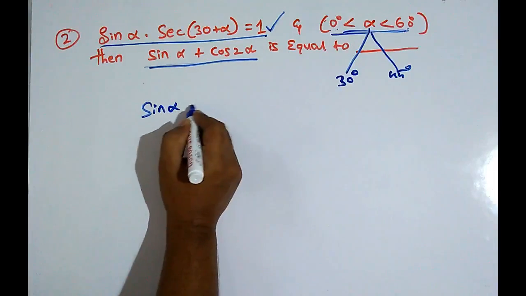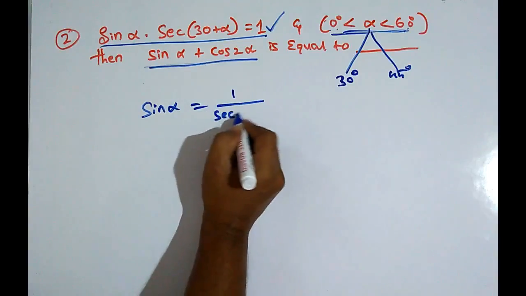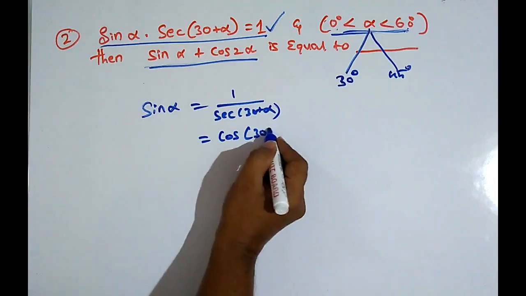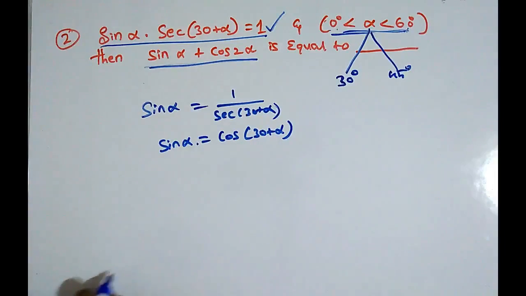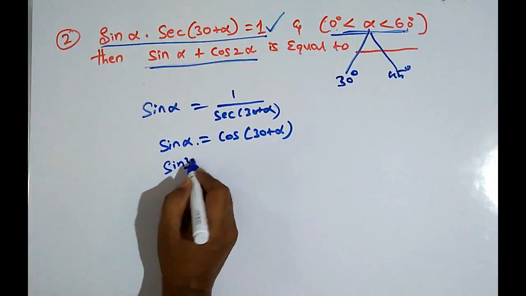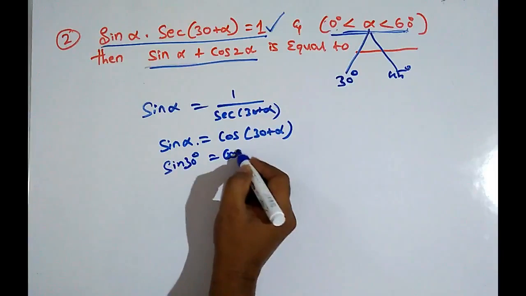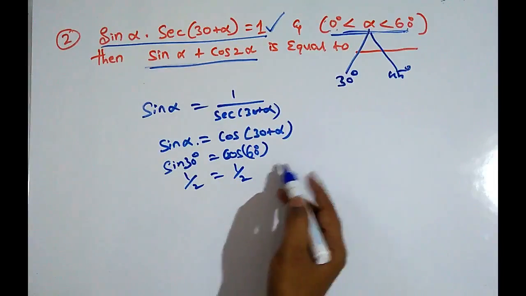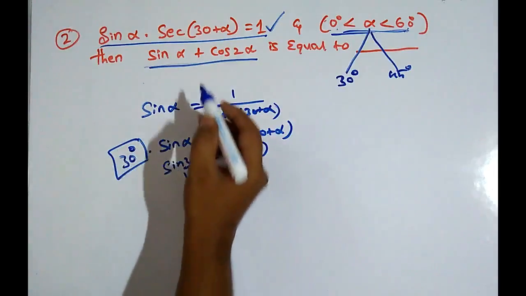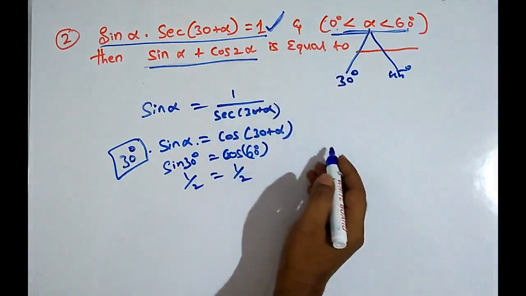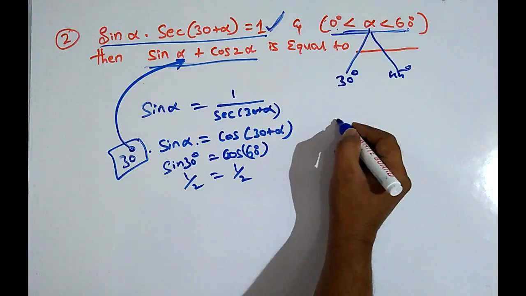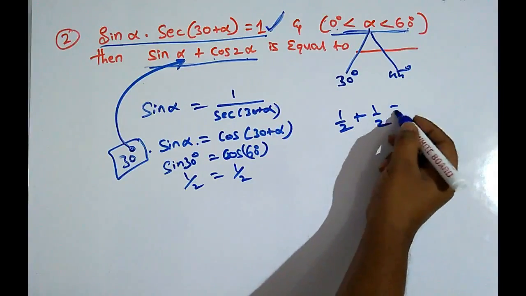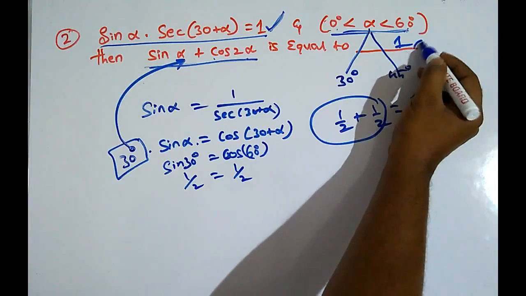See, friends, sine alpha is equal to 1 by secant 30 plus alpha, and secant theta is the reciprocal of cos. See here, friends, if we substitute 30 degrees, sine 30 degrees is equal to cos of 30 plus 30, that is cos 60. Yes, of course, sine 30 is half, cos 60 degrees is half, friends. So 30 degrees satisfies the equation. So if we substitute this here, sine 30, that is half, plus cos 2 into 30, that is cos 60, is another half, which gives the value 1. So 1 is the answer, friends.